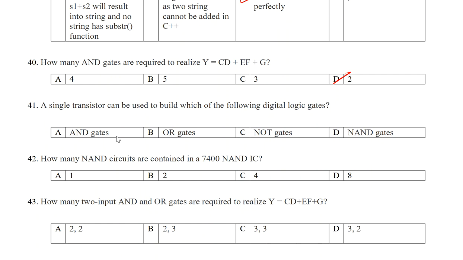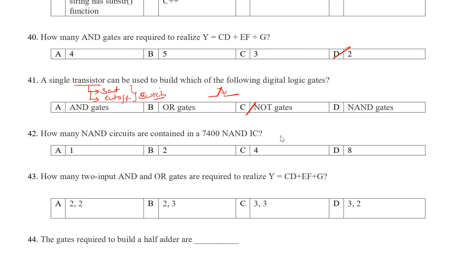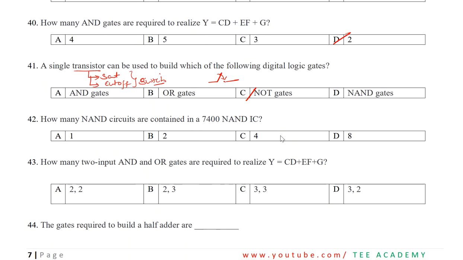Next one, 41st question. A single transistor can be used to build which of the following digital circuits? Single transistor means a transistor can be operated in two regions. It may be in the saturation region or it may be in the cutoff region. So both mean it acts as a switch. When it is a switch, it can represent a NOT gate. So open and close operations only it can perform. So it acts as a NOT gate here. So a single transistor can be realized as a NOT gate.